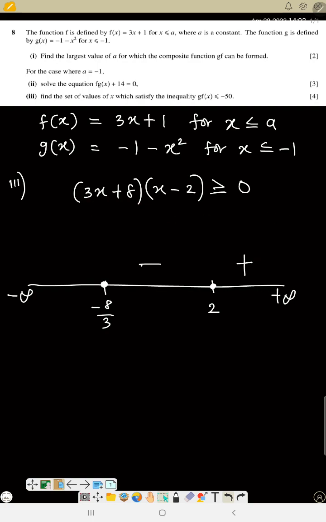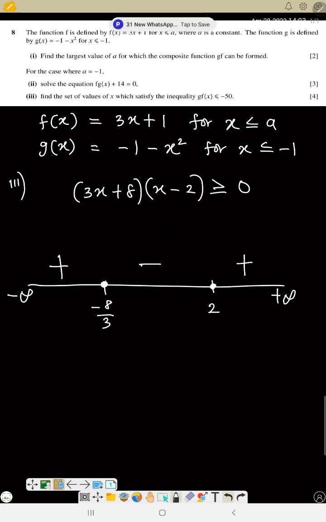Now the third one. So the third region. Pick any number from minus 2 point something to negative infinity. Let's pick minus 3. So minus 3 times 3 is minus 9. Minus 9 plus 8 is minus 1. That is a negative result. Times, put minus 3 here. Minus 3 minus 2 is minus 5. Another negative. Negative times negative is positive. So this is a positive result.